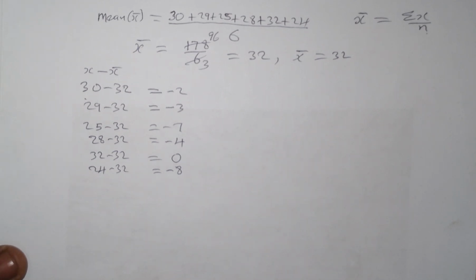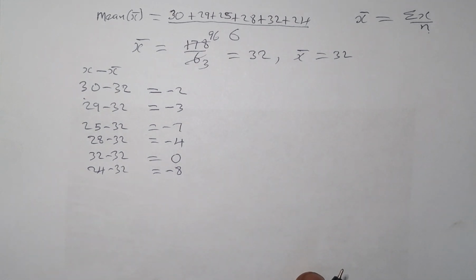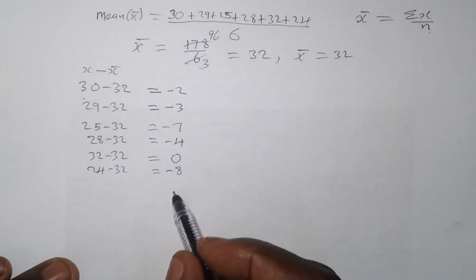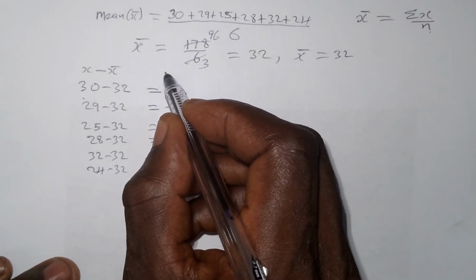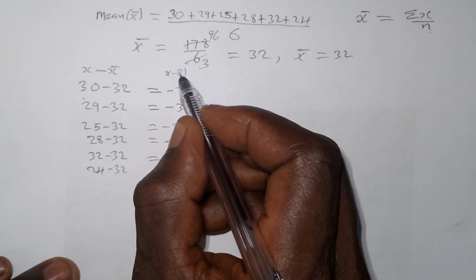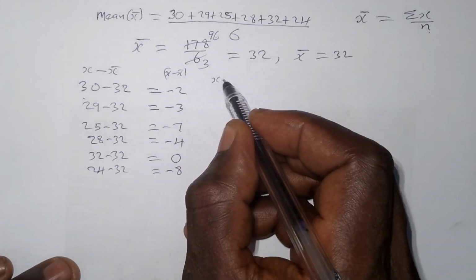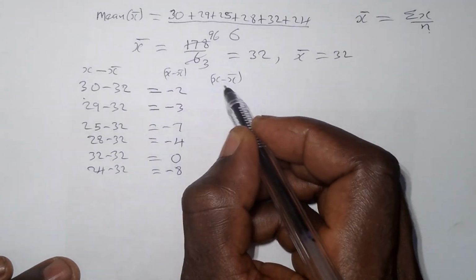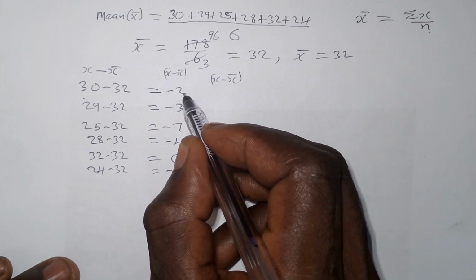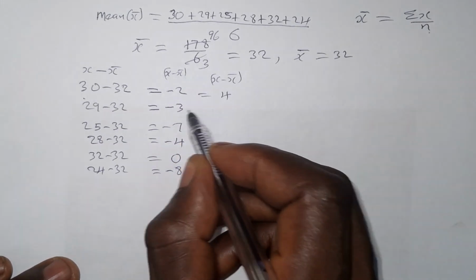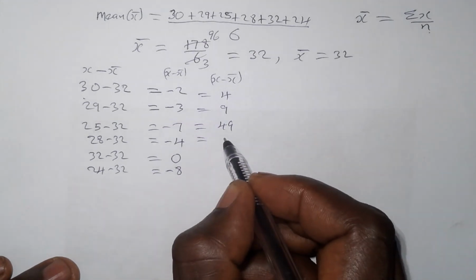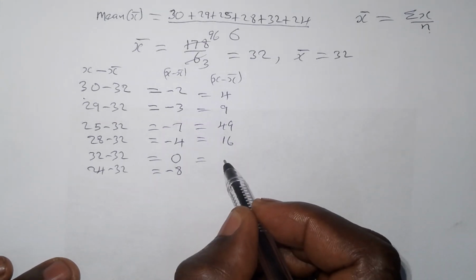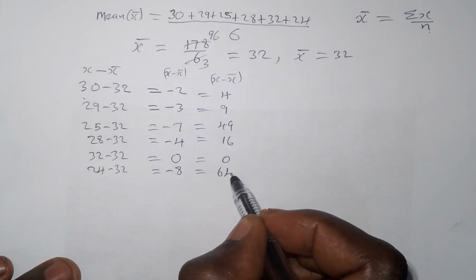So since this is not mean deviation, it's standard deviation, we will square each one of these. That is, this here is the answer of x minus x bar, so we square x minus x bar. Squaring these gives us 4, 9, 49, 16, 0, and then 64.